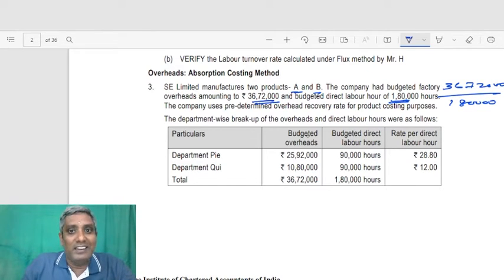Clear, students? Great. Now, the predetermined overhead recovery rate for product costing purposes is given below. Now, the department-wise data are given below. The predetermined rate is what the company uses. Now, department P, the budgeted overheads are 25,92,000. The budgeted hours are 90,000 hours, and the rate is already calculated and given. So this divided by this is what this rate is, and for department Q, this one by this, 12. So total overheads are also given department-wise. One is a predetermined overhead rate, another one is a department-wise rate.